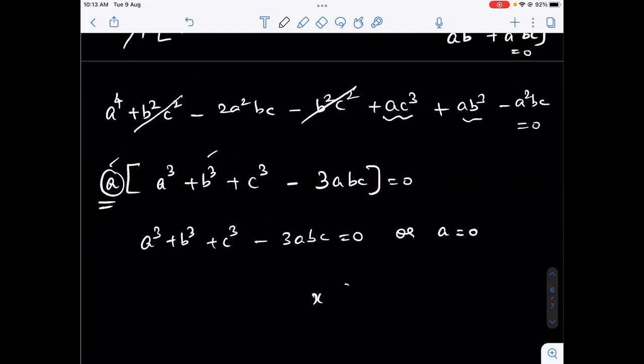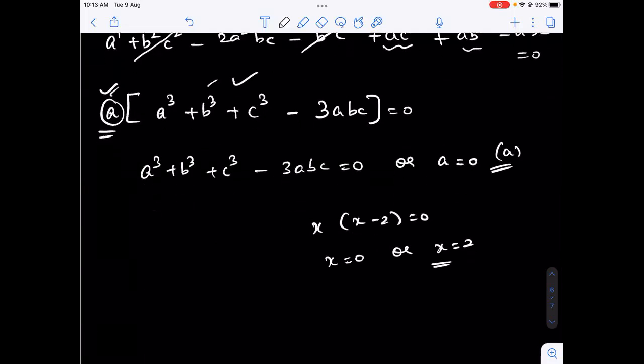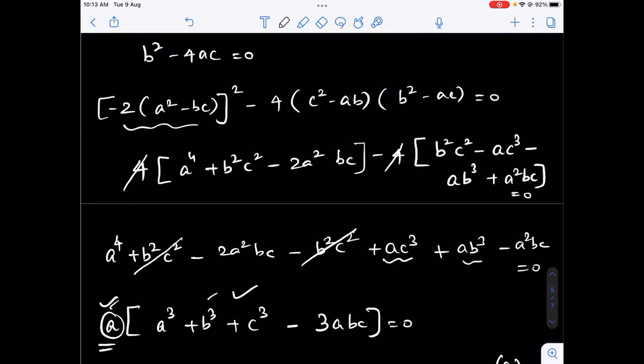See, you're able to understand logic. X into X minus 2 equal to 0 means what will you write? X equal to 0 or X equal to 2. In a similar way, this is also a product of two terms or two expressions. So A should be equal to 0, or A cube plus B cube plus C cube minus 3ABC should be 0. So out of these two options, which one is there in the question? A is. Is that clear? So please make a note of this.